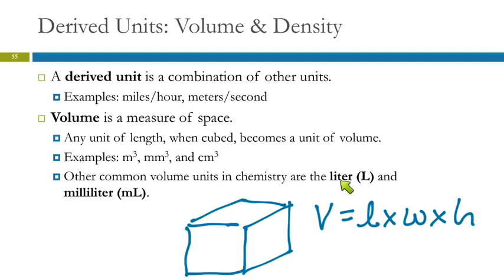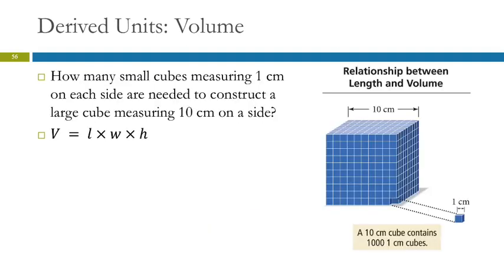Other volume units are liters and milliliters. So milli means 10 to the minus 3. A milliliter is 1/1000th of a liter. We typically use those for measuring volumes of liquids, whereas we use things like millimeters cubed for solids. So here we have a big cube that's 10 centimeters on a side. Right? So there's 10 little centimeter blocks here in each direction. So we could figure out how many small cubes are needed to compose the large cube. So you could take that apart and count them, but that would be tedious.